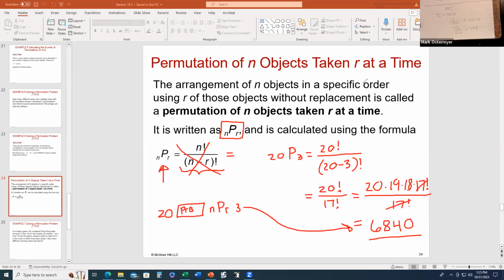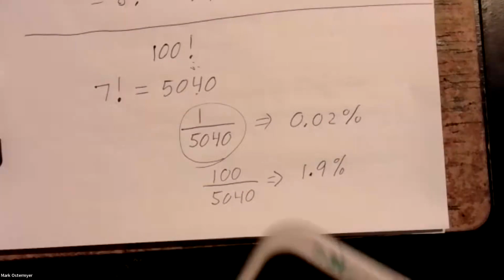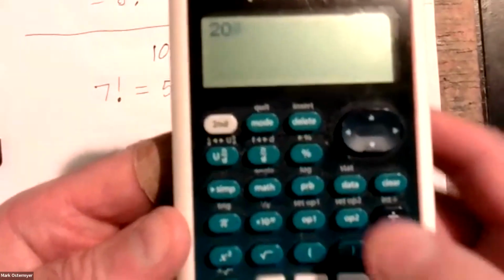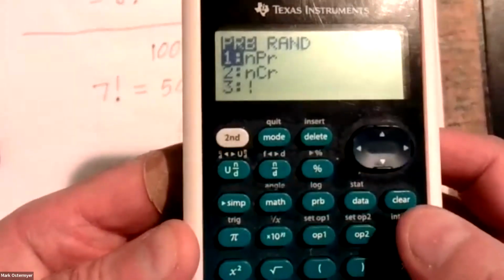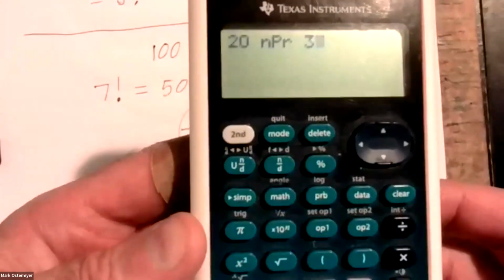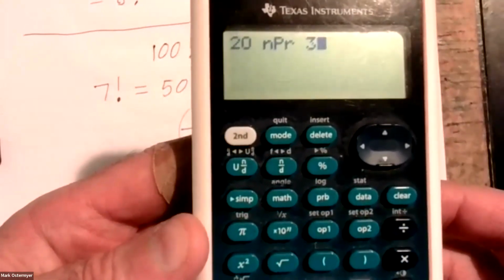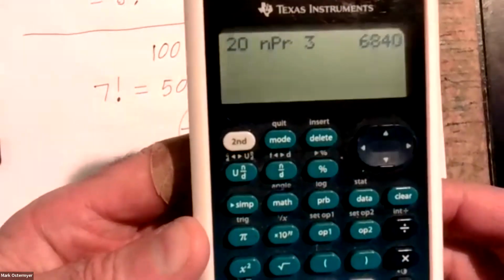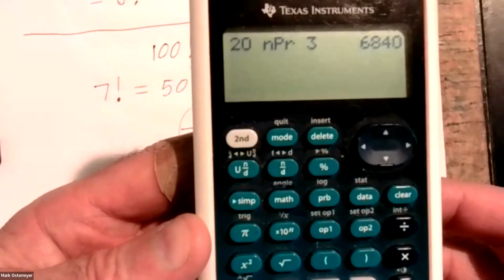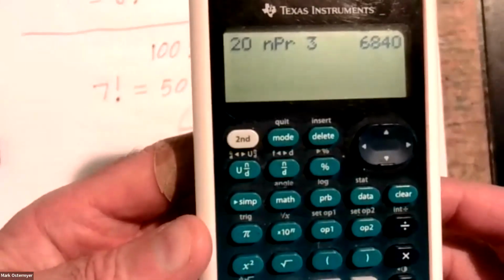Okay, so let's try this out on our calculator here. 20, probability button, nPr function, that's your permutation function, 3. The 20 takes the place of the n, the 3 takes the place of the r. Hit enter, boom, you got your answer, 6,840. See how much quicker that is than using all that factorial business? Look at that wonderful function.